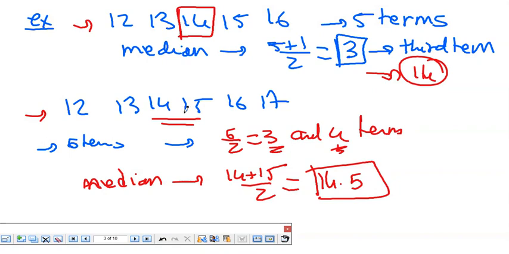Now, if I have it like this, here it's even. So what's going to be the median? The median is going to be the average of the n over 2 terms. It's 6, isn't it? It means it's the average of the third and the fourth term. This is the third and the fourth term. I'll take the average of those two, 14 plus 15 over 2. So the median of the series is 14.5.